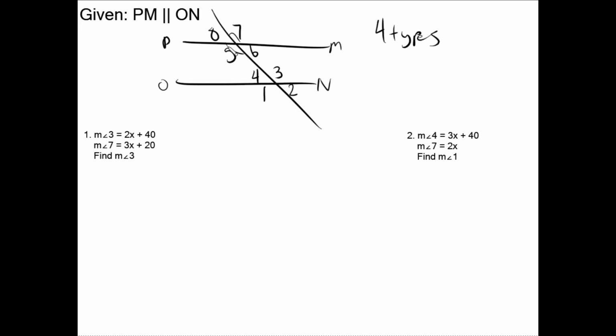First we have the easiest, vertical angles. It's when two angles are directly across from each other. So we have 7 and 5, 8 and 6, 1 and 3, 4 and 2.